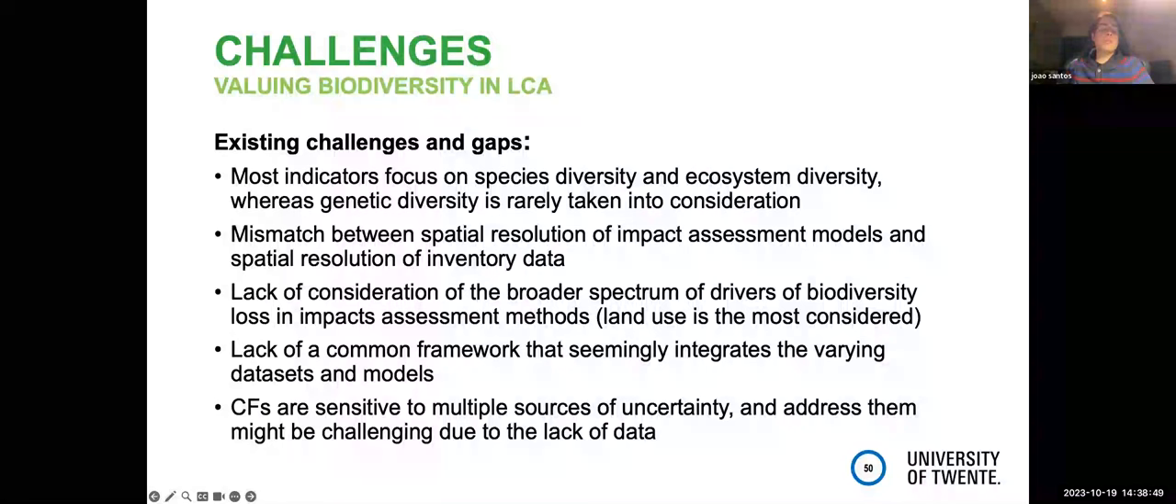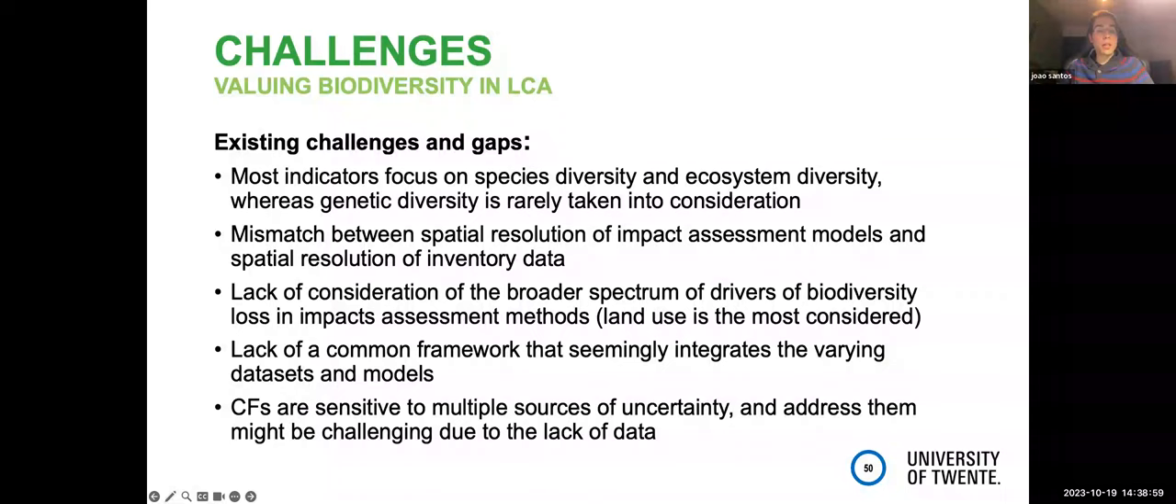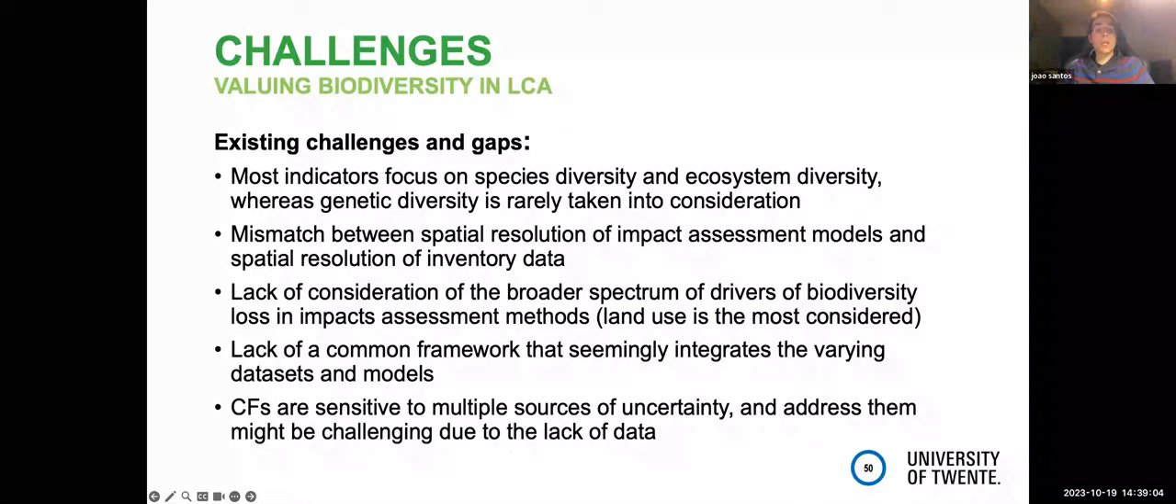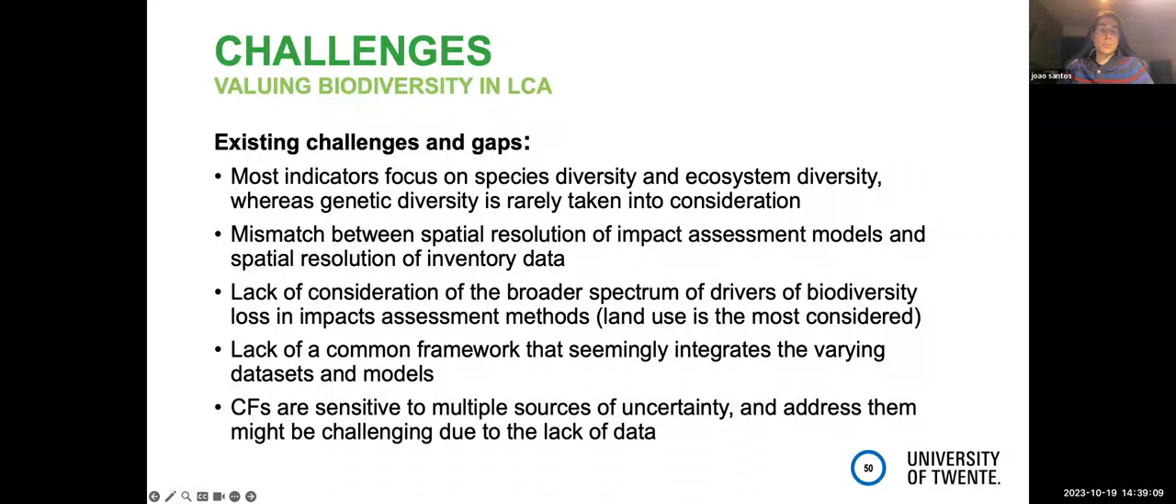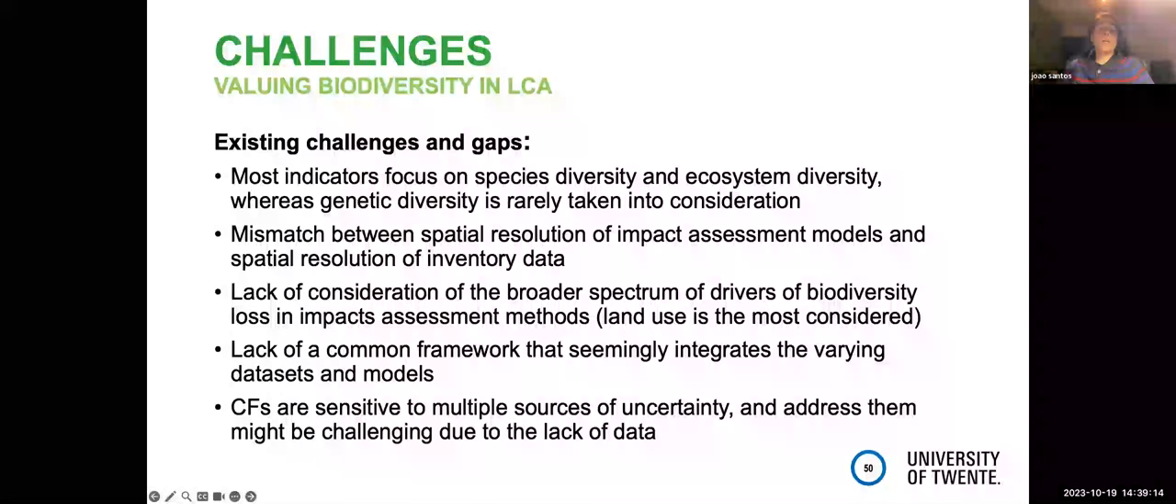The first one relates to the fact that most of the indicators focus on species diversity and ecosystem diversity, while genetic diversity is not commonly taken into account. There is also a mismatch between the spatial resolution of the impact assessment models and the spatial resolution of the data that we have. There is also a lack of consideration of the broader spectrum of drivers of biodiversity in the different impact assessment methods. Basically, land use is the only one that is commonly considered, but you also have climate change, pollution, exploitation, and also invasive species.